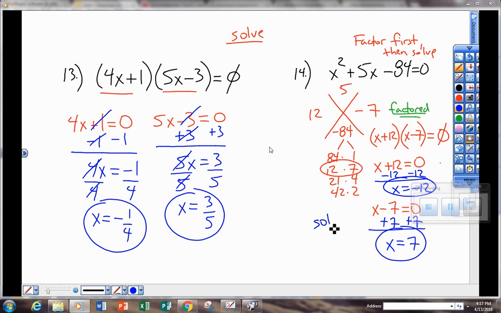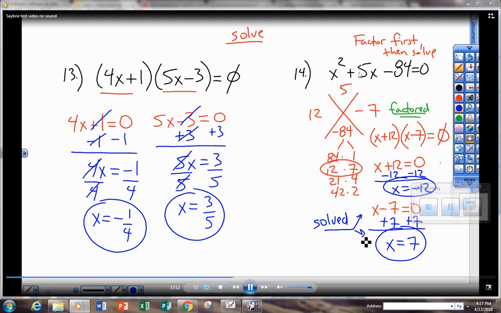All right, so that is solved. Those answers would work if I were to plug in 7 here and 7 here. That would multiply and subtract 84 to get 0.